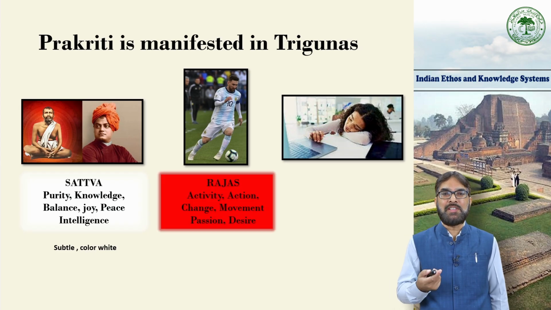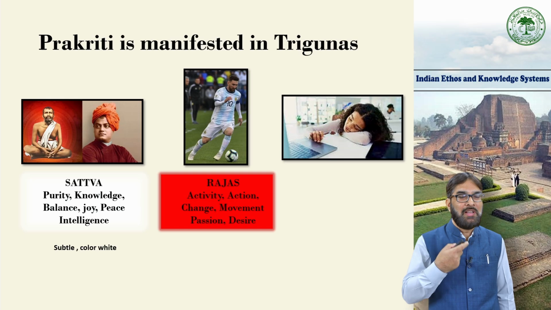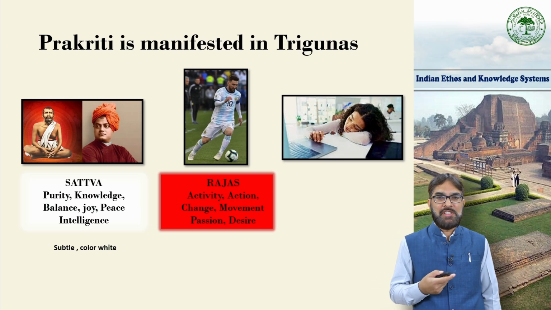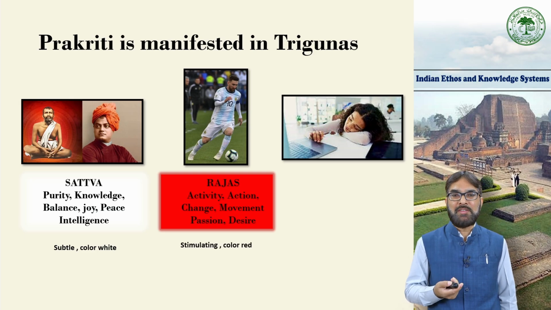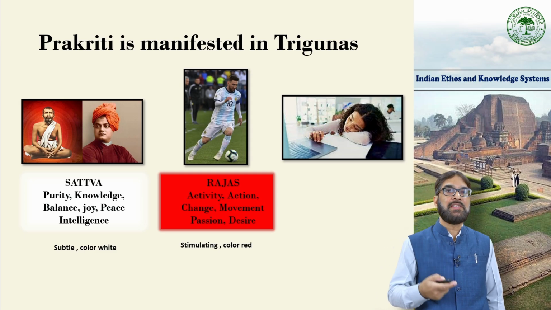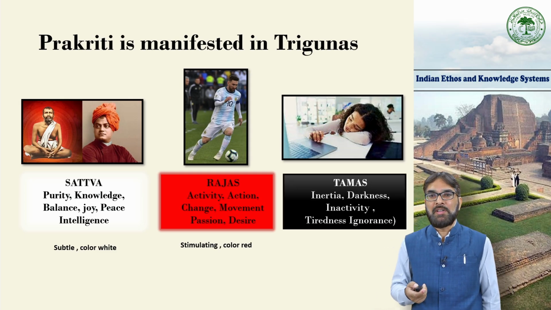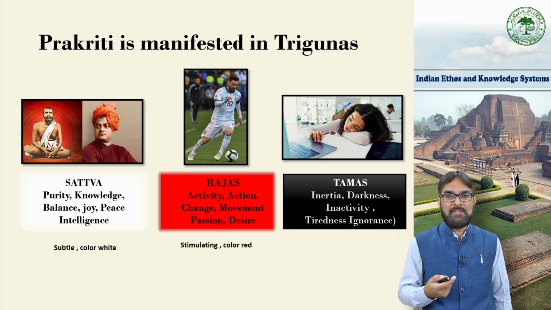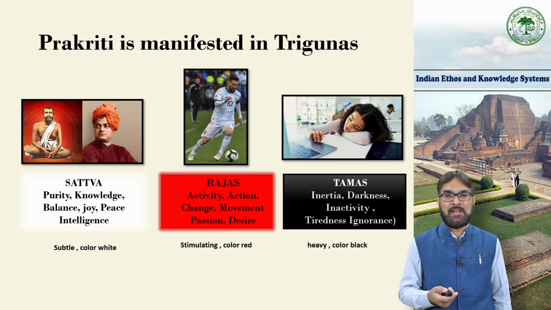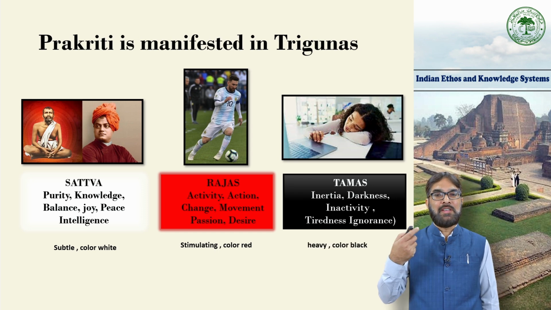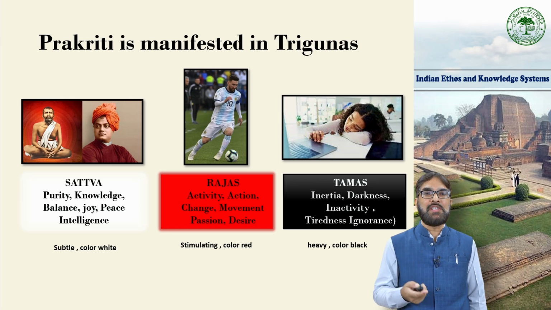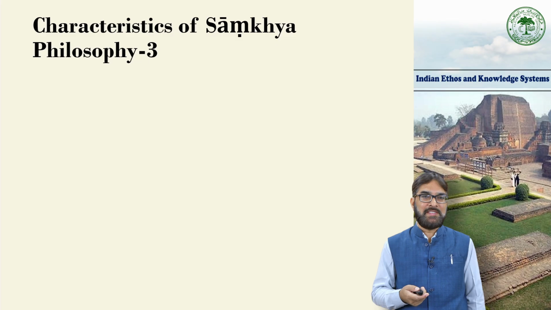Now another is the rajas. By the picture you may also conceptualize the idea of sattva and the rajas. Rajas means activity, action, change, movement, passion or desire. And the color, what Indian philosophy suggests, is red and it is stimulating in nature. And then the third one is the tamas, that reflects the inertia, darkness, inactivity, tiredness, ignorance, etc. And it's heavy in dimension, and then the color is black. So these three are the ways how Prakriti manifests itself, or nature manifests itself.